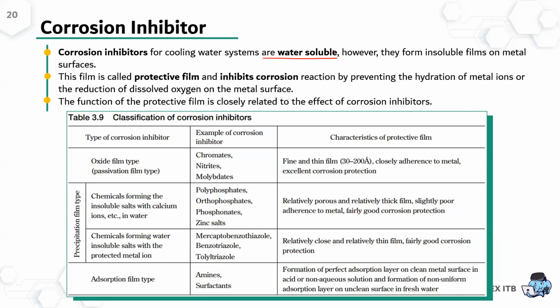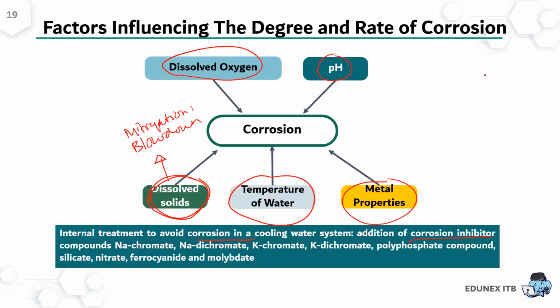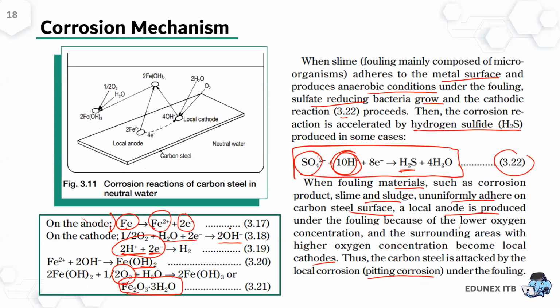However, they will generate or form insoluble films on the metal surfaces in order to prevent the acceleration of the corrosion process. This film is commonly called a protective film and can inhibit the corrosion reactions by preventing the hydration of metal ions or the reduction of dissolved oxygen on metal surfaces. Because once the oxygen reacts with the metals, it will perform the oxygen reduction reaction, and it will generate hydroxide ions.